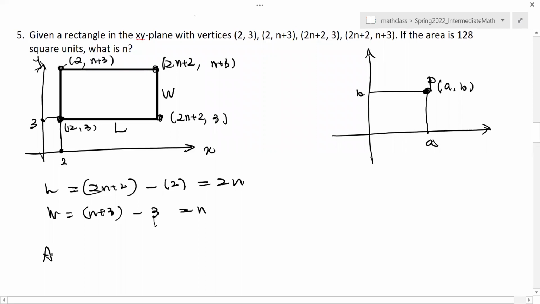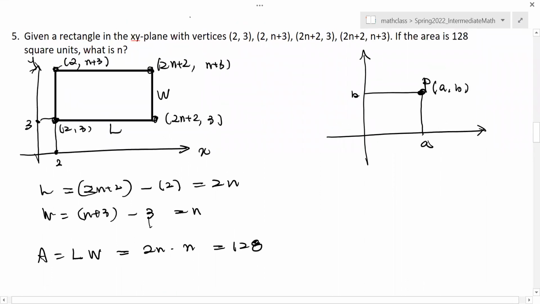So the area is going to be length times width, 2n times n. That's going to be 128. Okay. 128 divided by 2 is going to be n squared, right? 128 divided by 2 is 64. And that's why n should be equal to 8, because n squared equals 64. Okay, so you solve this problem.